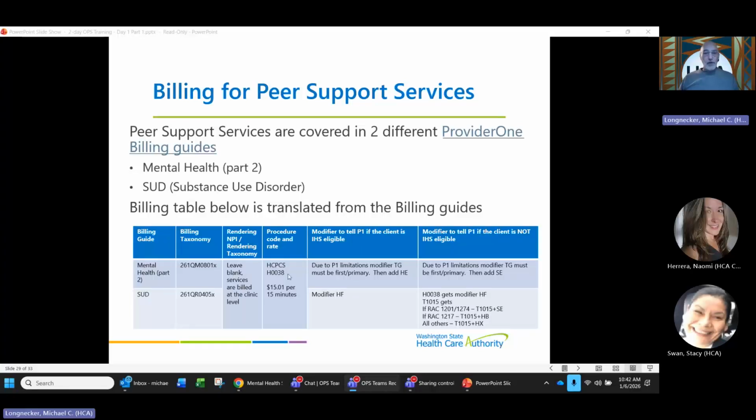Here's our billable code. The regular rate, I want to round off, is $15 per 15 minutes. That sounds like $60 per hour. And it does qualify for the encounter rate if the client is a full scope covered client.